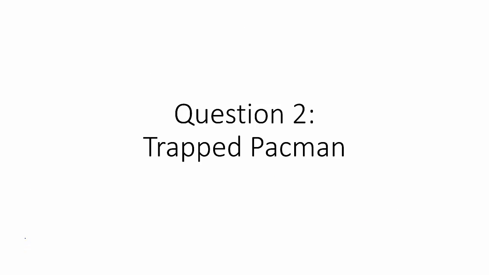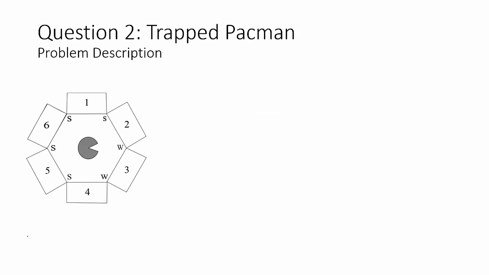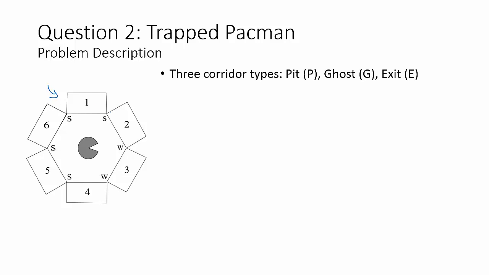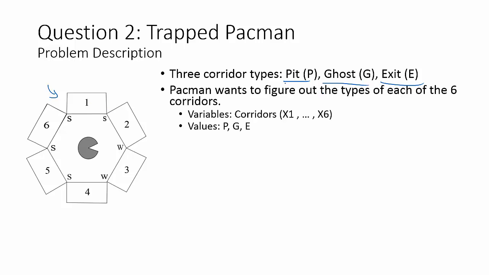Alright, on to question 2, trapped Pac-Man. Let's go over the problem description first. This diagram shown here will be recurring throughout the whole problem. There's 3 different corridor types, a pit, a ghost, and an exit type. Pac-Man wants to be able to figure out the types of each of the 6 corridors, and the corridors are these boxes shown in this diagram here.